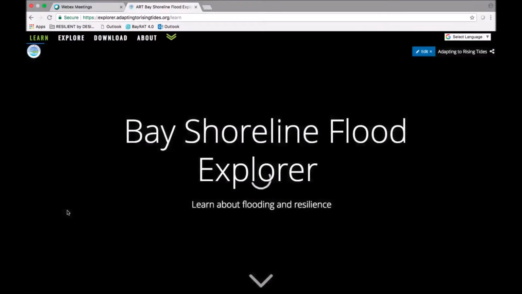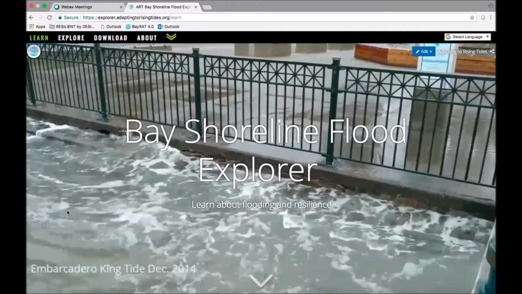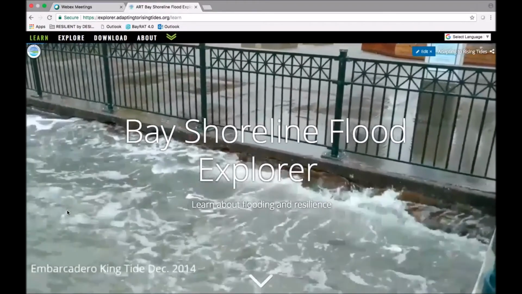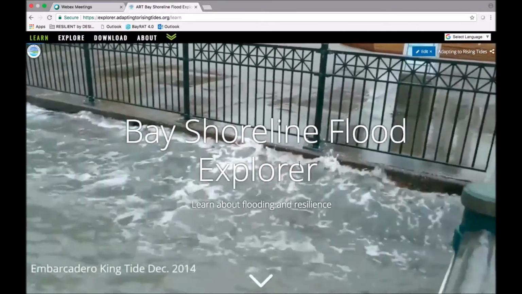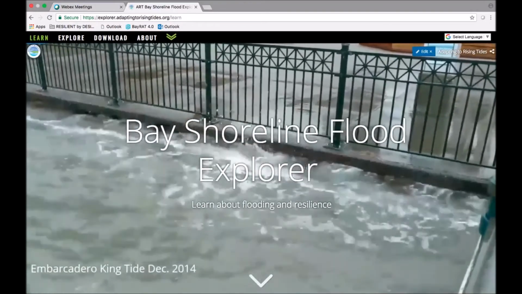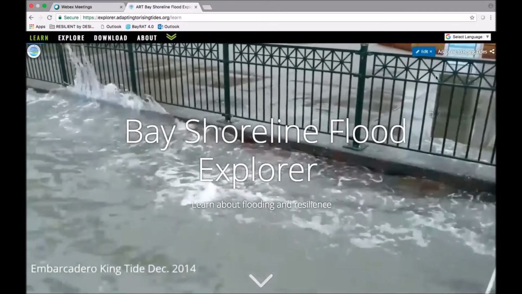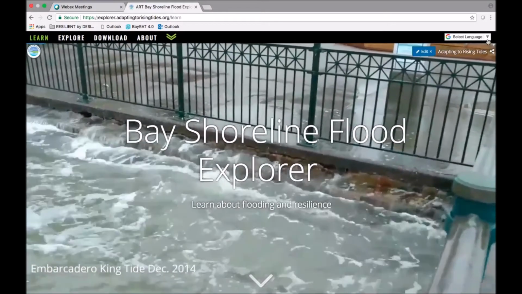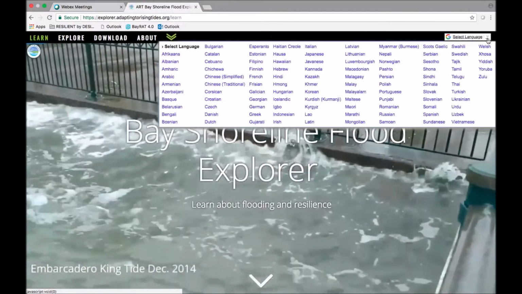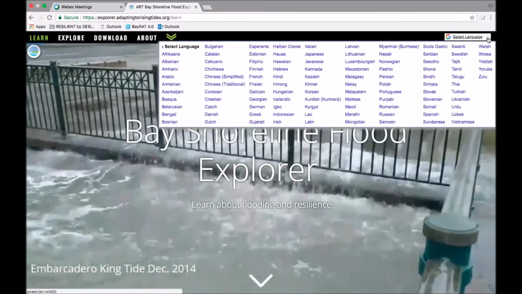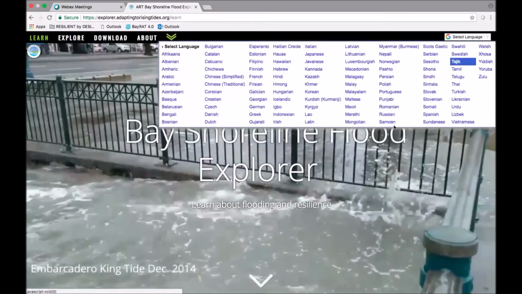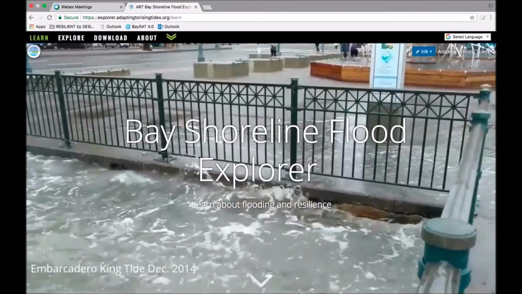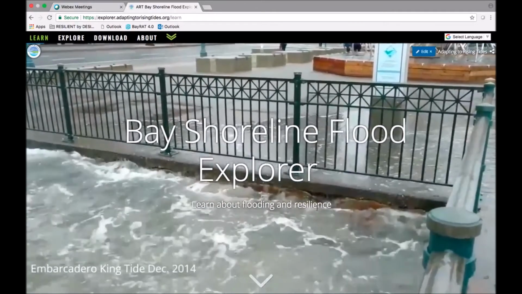Given the diversity of stakeholders in the Bay Area, it was really important for us to be able to communicate this information to all community members, including those that are non-English speaking. And so we provided some really useful translation functions within the website to support their understanding of these issues.